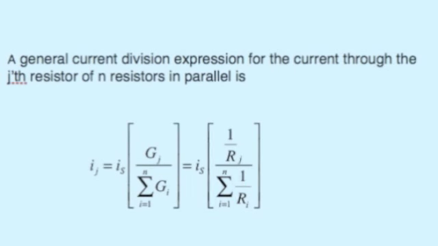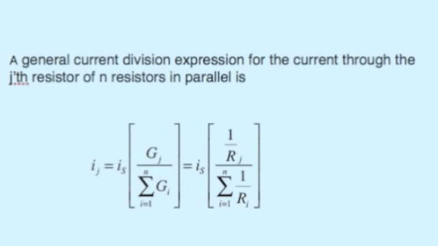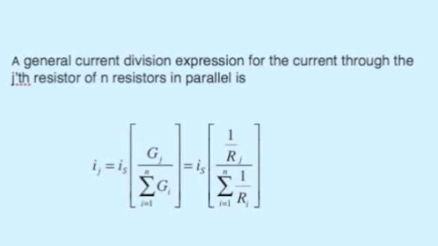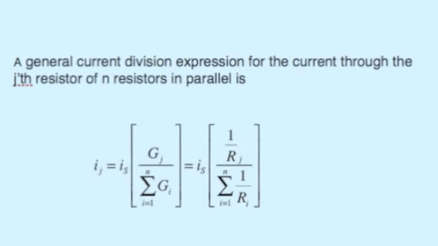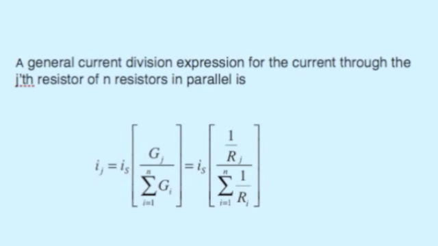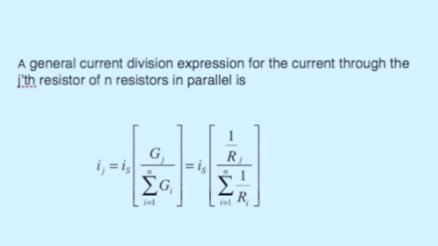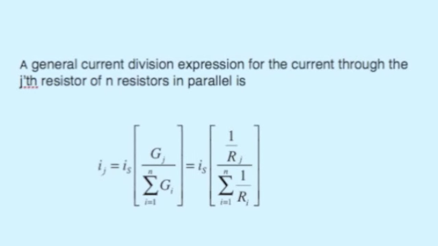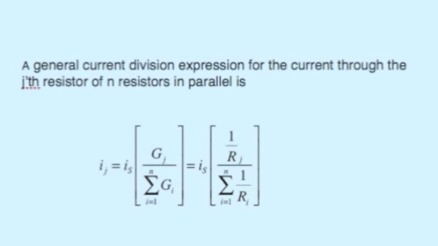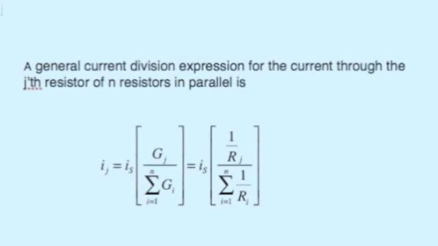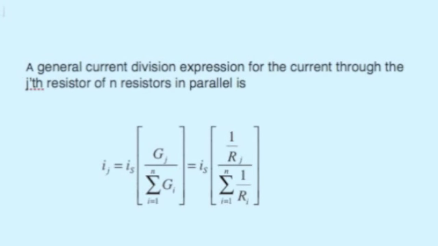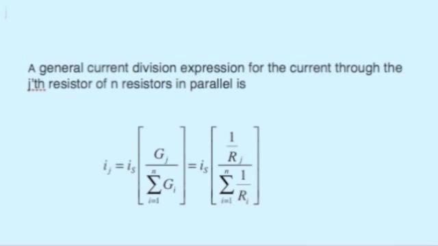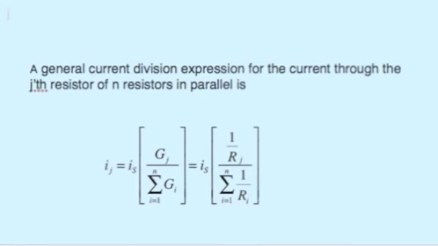More generally, considering the current through resistor J among n resistors in parallel, that current is equal to I sub s, the source current, times the quantity G sub J over the sum of the conductances, or equivalently the source current times the quantity 1 over R sub J divided by the sum of the reciprocal resistors. And this is our current division equation that we'll be making use of.